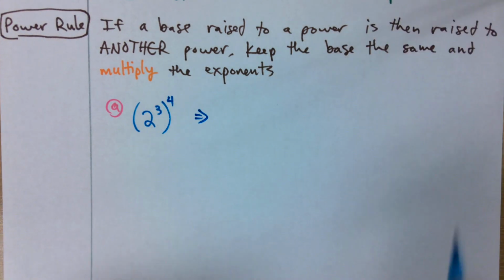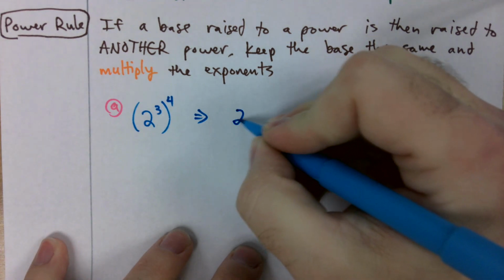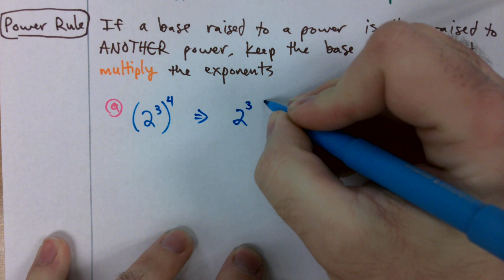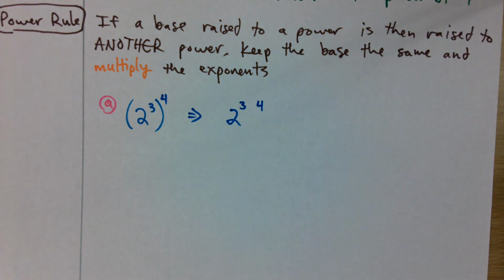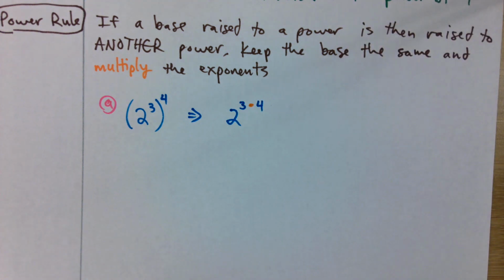So what we're going to do with this is kind of like what we've already been doing. With product rule, we added our exponents. With quotient rule, we subtracted our exponents. Now with the power rule, we're just going to multiply our exponents. So we'll keep our base the same. That's a 2. Our exponents are 3 and 4. And we are going to multiply those together.